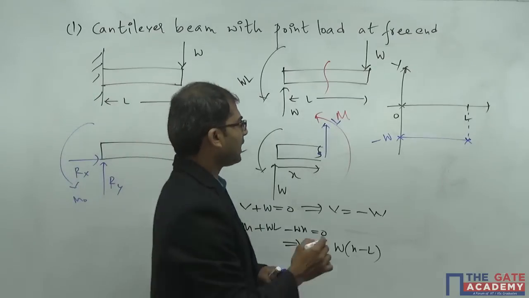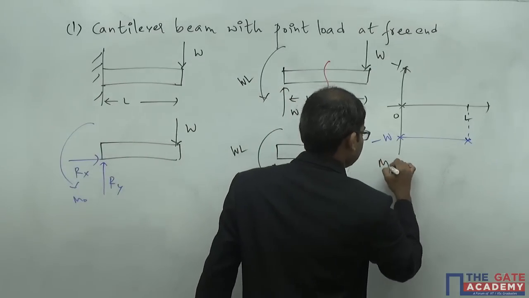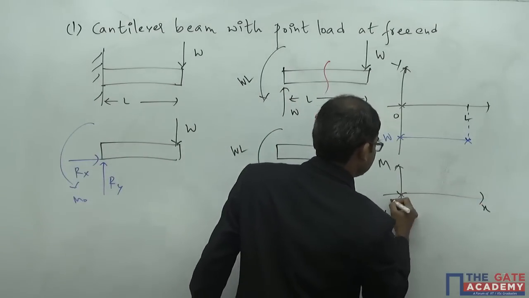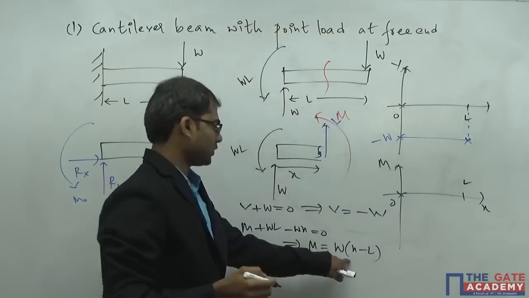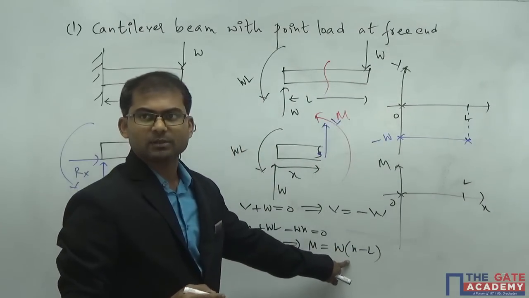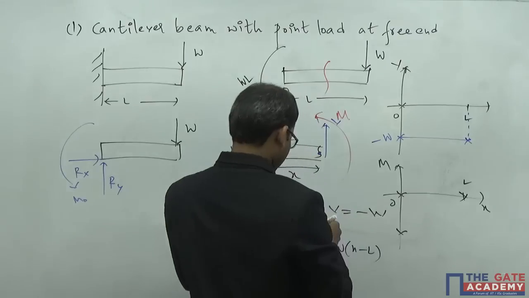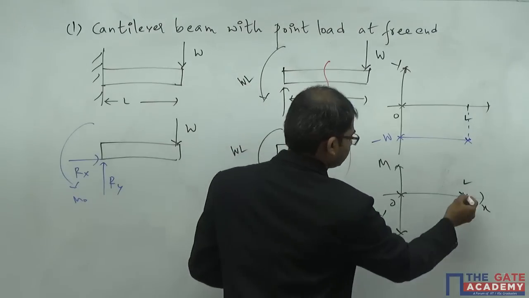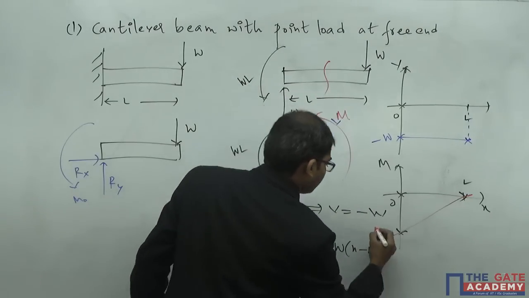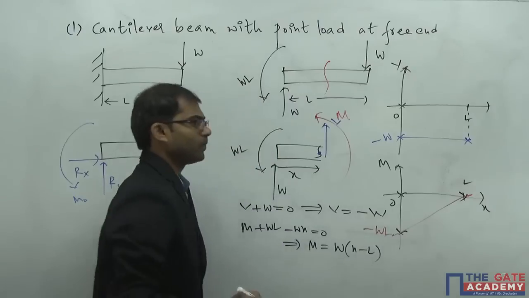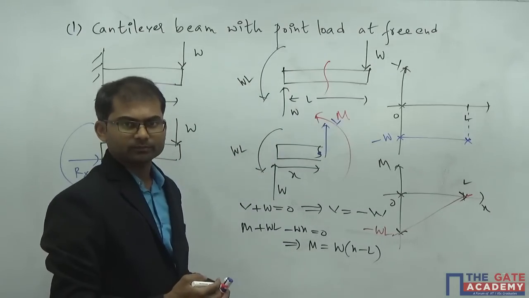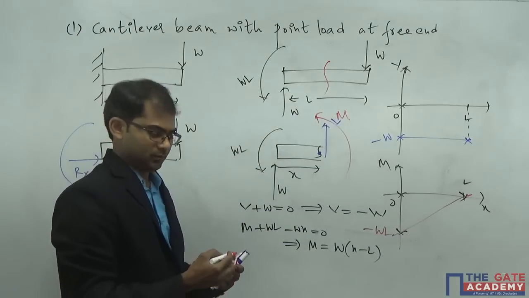So if you draw the bending moment diagram, it would come like this. M, this is x, 0, L. At x is equal to 0, the bending moment value is equal to minus WL. And at x is equal to L, it will become 0. So this will come in this way, minus W into L. So this is how you're going to draw the bending moment diagram. Let's go with the next example.